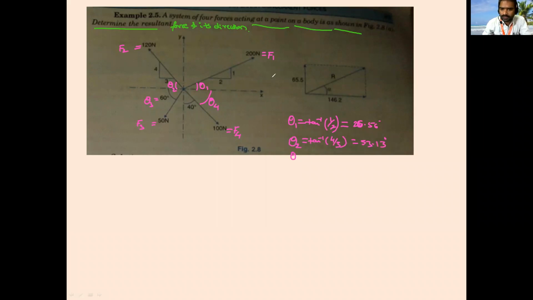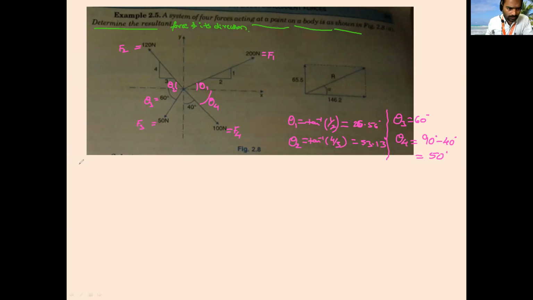Next, can you tell me what is theta 3? Theta 3 is directly given, it is 60 degrees. Then can you tell me theta 4? Theta 4 is 90 minus 40, that is 50 degrees. Okay, next. Is the screen visible, everyone? Full screen? Yes, sir.